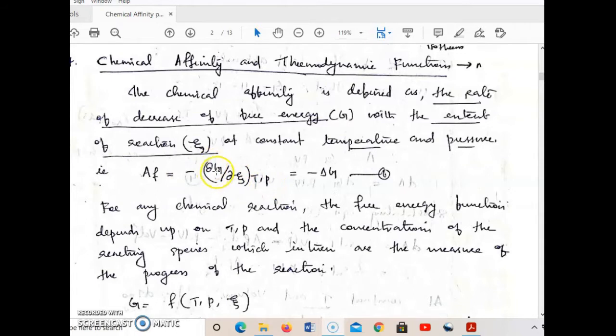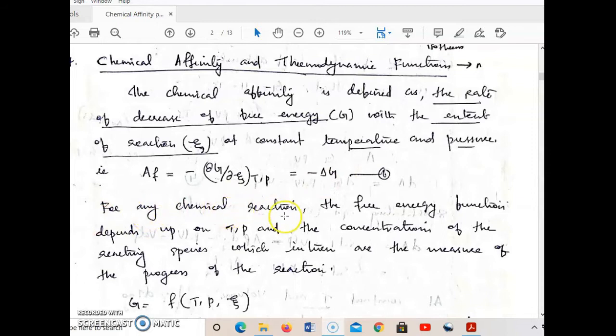That is the rate of decrease of Gibbs free energy with respect to the extent of reaction at constant temperature and pressure, and this is equal to minus ΔG. So the change in Gibbs free energy during a reaction. So chemical affinity AF can be equated to minus ΔG. AF is equal to minus ∂G/∂θ at constant temperature and pressure, which is equal to minus ΔG. This is equation 1.